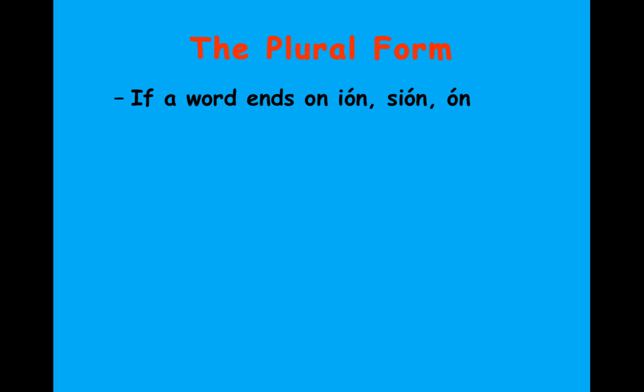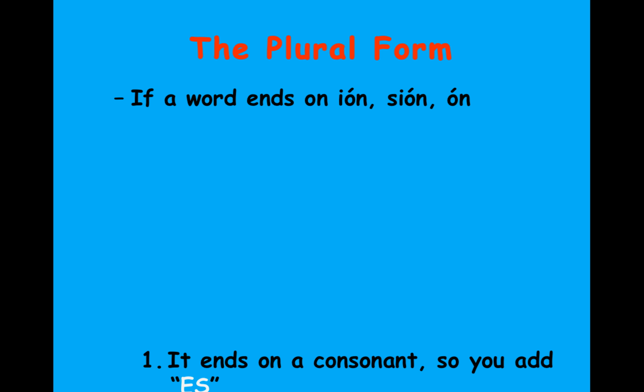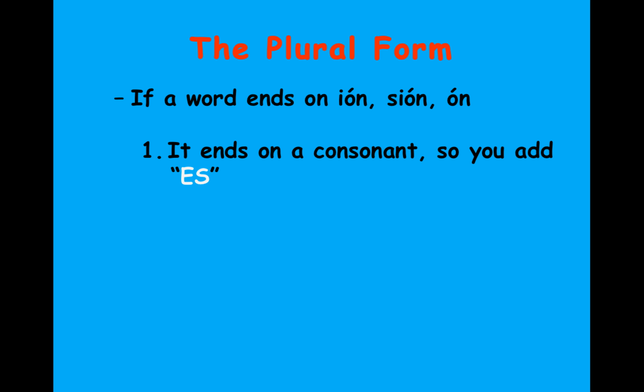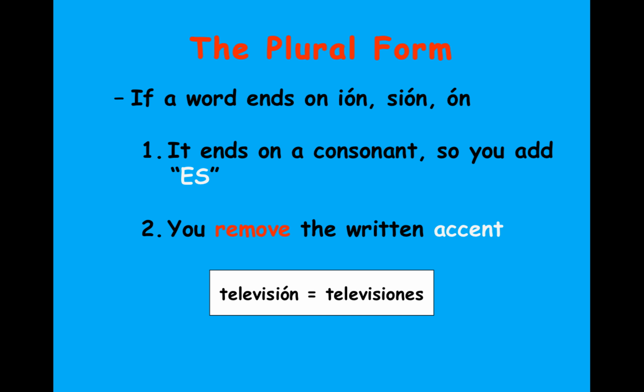If the word ends in ión, sión, or ón with the written accent, you will add the es because it's a consonant, but you will remove that written accent. Televisión becomes televisiones without the accent. So the concept, how many? It's either cuántos or cuántas.